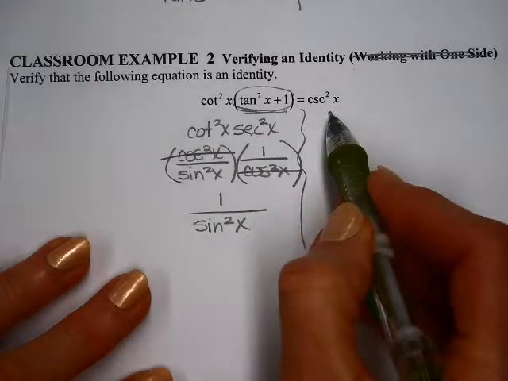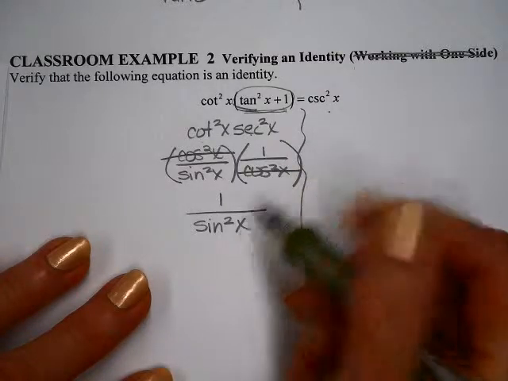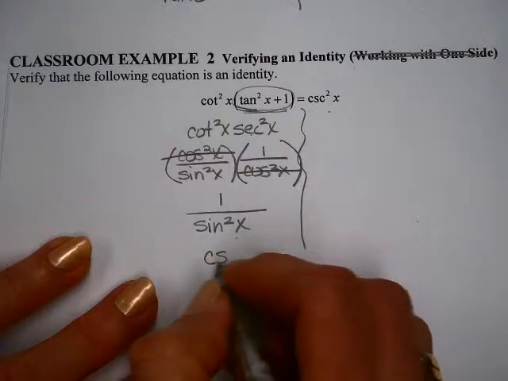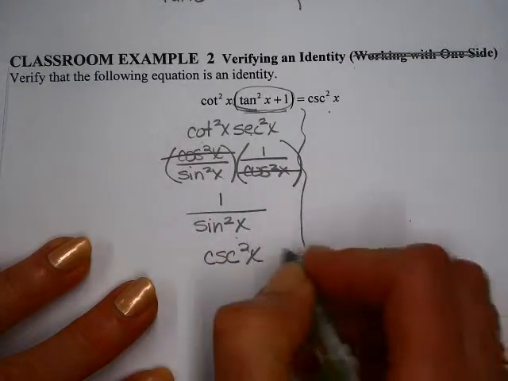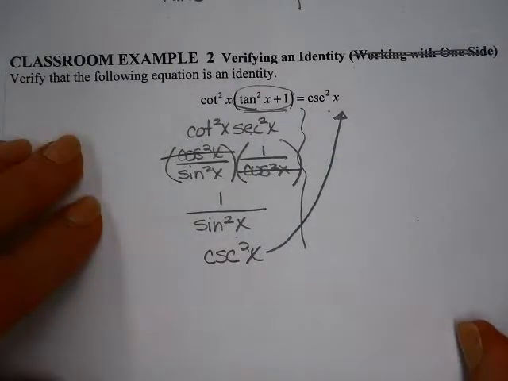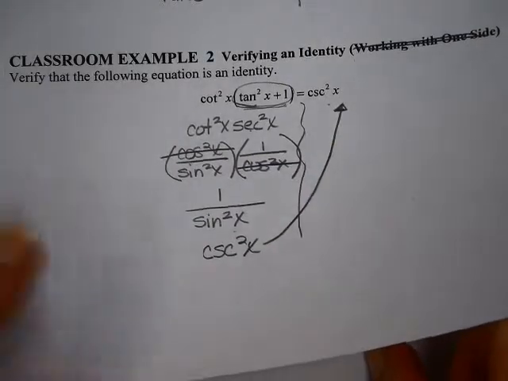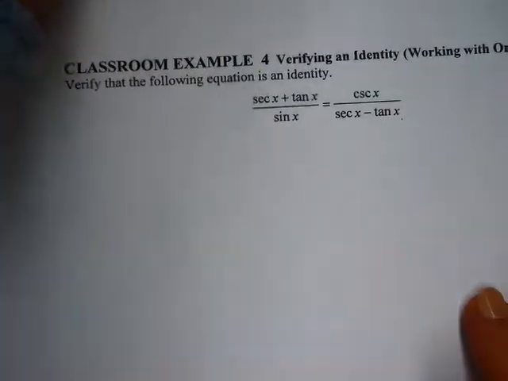Look where you're trying to go. What is 1 over sine squared? It is cosecant squared, because that's the reciprocal. 1 over cosecant squared, and there is simplified again. Questions? I heard that time. Okay.